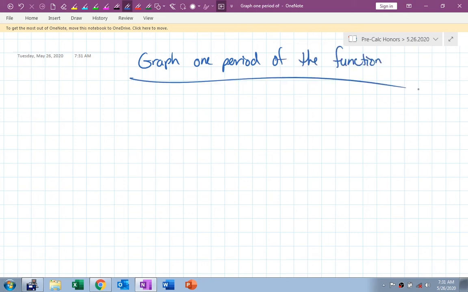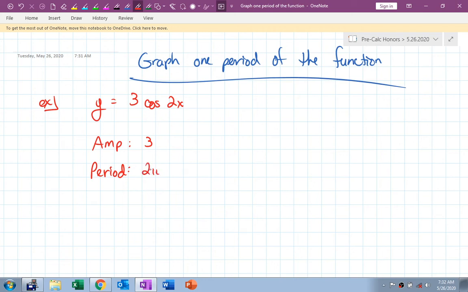So it's going to say graph one period of the function y equals 3 cosine of 2x. So let's first find our amplitude and our period. Amplitude, the number is the number in front, so it's going to be 3. The period, 2 pi over 2, so just pi.